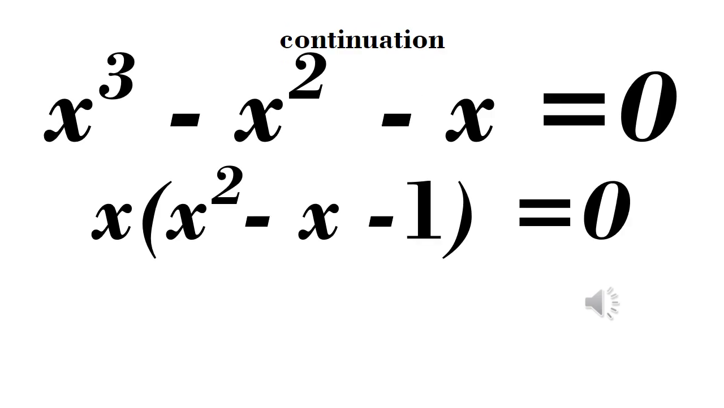So now we have x raised to power 3 minus x raised to power 2 minus x equals 0. Now if you factor out the common x, we have x into bracket x squared minus x minus 1 equals 0. That is x in x cubed is x squared, then x in x squared is x, and x in x is 1. That's how we arrive at x squared minus x minus 1.